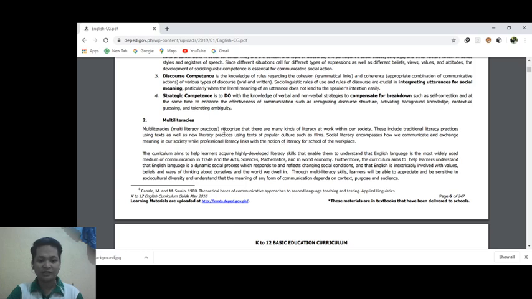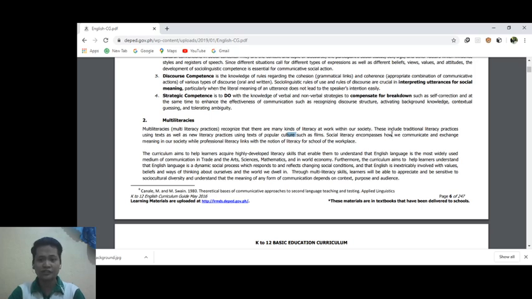So recognize that there are many kinds of literacy at work in our society. To have these literacies takes a lot of effort. Actually, nowadays, when you say literacy, it is no longer just being able to read and write, right? There are a lot of literacies nowadays because of the changing world and the changing demands of society.